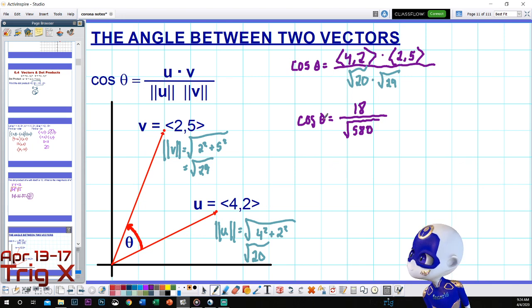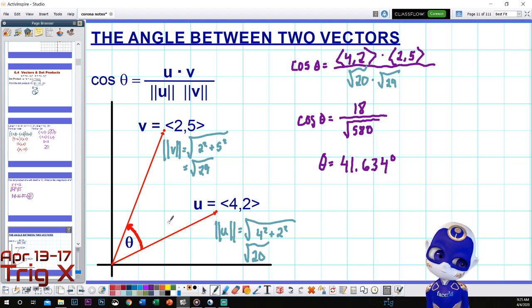Finally, I need to take the inverse cosine of both sides. In order to do that, I break out my calculator, press the on key, hit second cosine, and 18 divided by the square root of 580. Depending on your calculator, if you've got the old school one, you might need to end this with a double set of parentheses. If you've got the nice new one that shows you what's under the root, then completely ignore that. Alright, so you press equals, and assuming you're still in degrees mode, which I don't know why you wouldn't be, you have the answer 41.634 degrees.